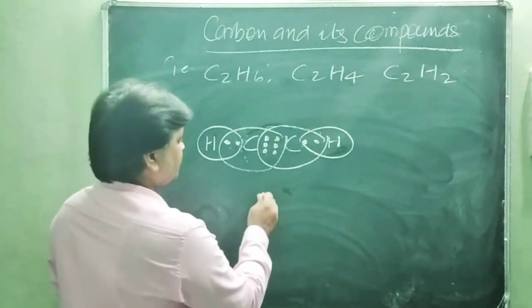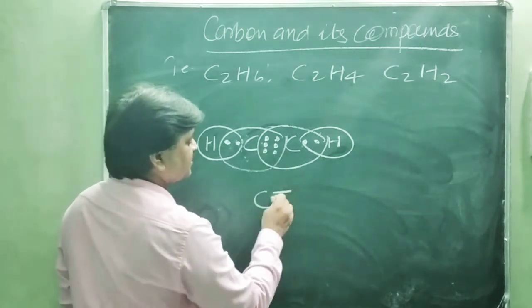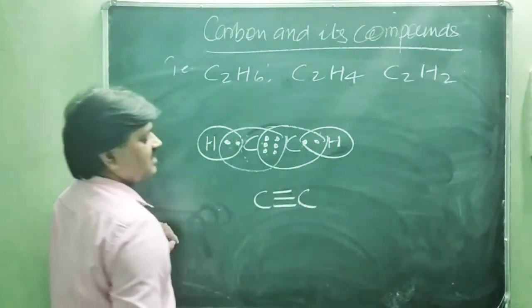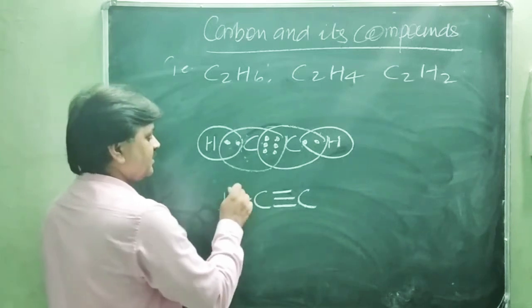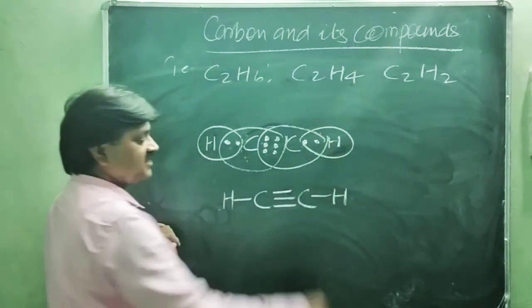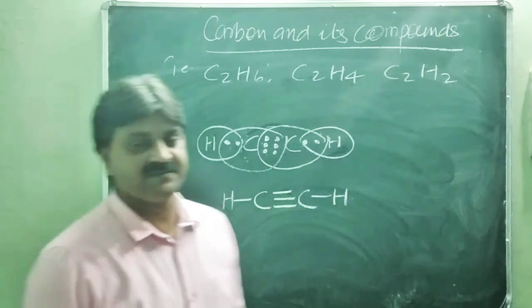So what is the bond structure? Between these 2 carbons, 3 electrons are shared, so triple bond formation takes place, and 1 bond with the hydrogen atom. So this is the bond structure of acetylene, or ethane.